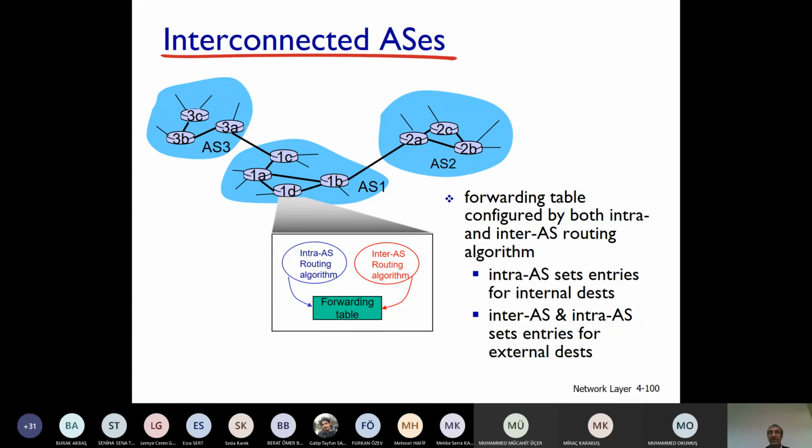So inter-AS, what's the inter-AS? It is the routing that manages the routing between two different autonomous systems. Intra-AS is the routing algorithm that runs within a single AS, so the routing inside the AS. And inter-AS, as the name implies, is the routing algorithm that manages the routing between multiple ASes. So in summary, as you see from the figure, the forwarding table is going to be configured by both the intra-AS as well as the inter-AS routing algorithm, because intra-AS is going to set entries for internal destinations, and inter-AS sets entries for external destinations. Together.